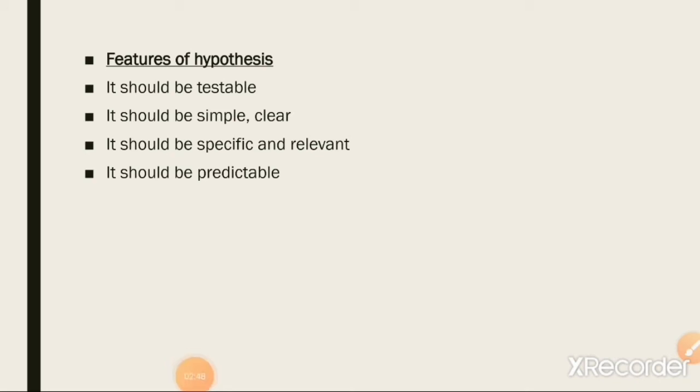Then we have to discuss the features of a hypothesis. First one, it should be testable. The hypothesis should be testable with the help of z-test, t-test, etc. It should be simple and clear. We should mainly focus on this point. The hypothesis should be simple, not complex. Next, it should be specific and relevant to our research, not deviate from our research. Next, it should be predictable.